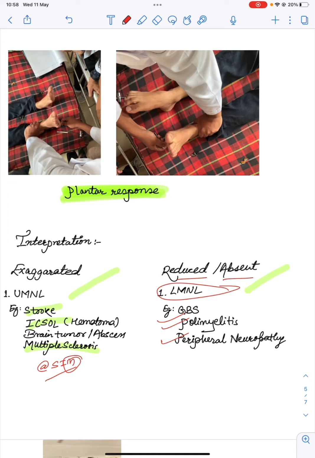So this is a brief on reflexes and their interpretation.